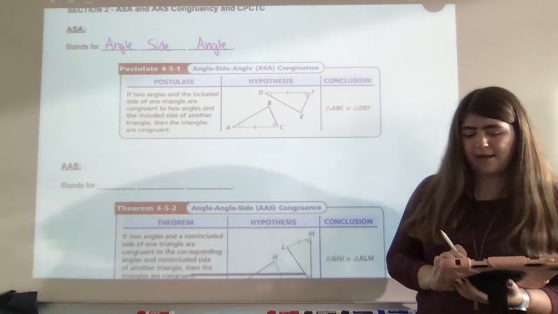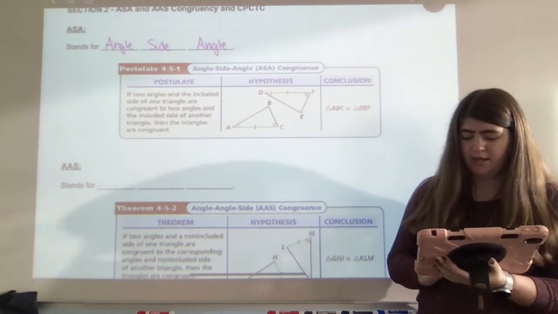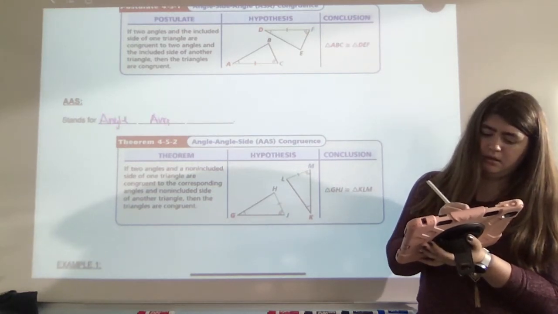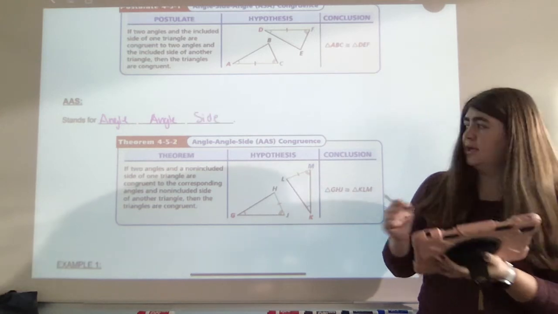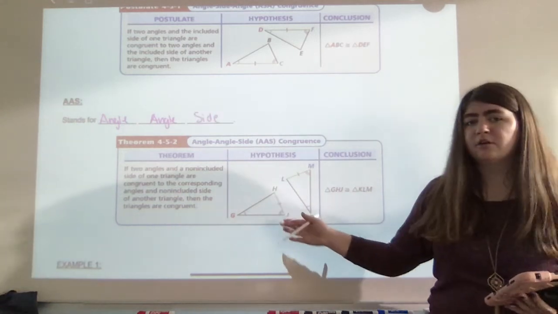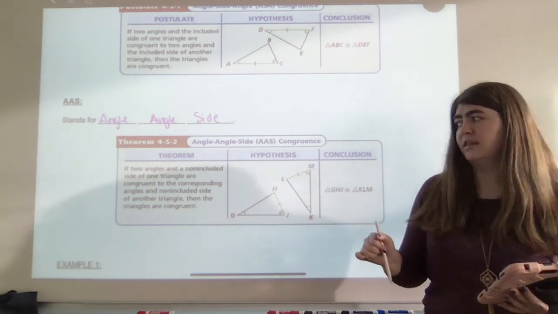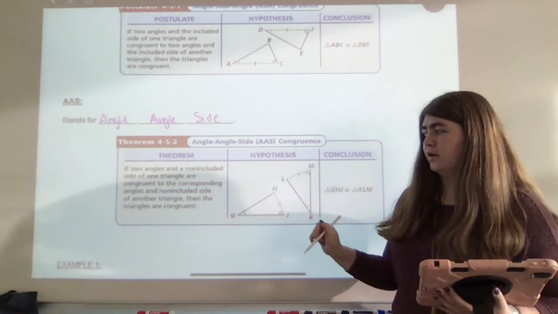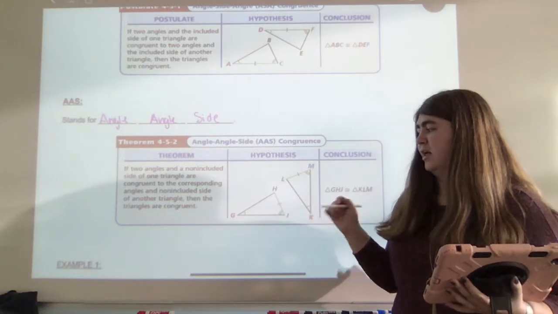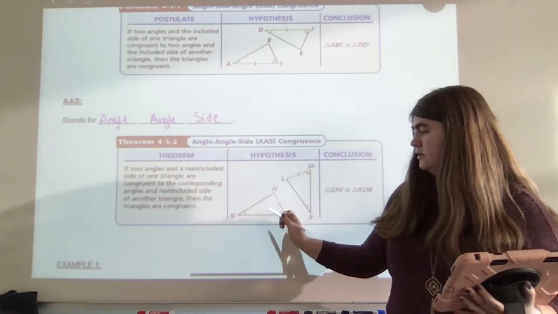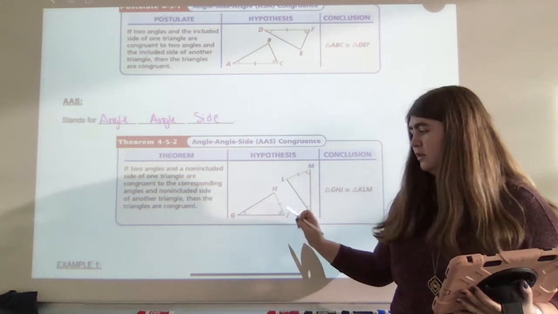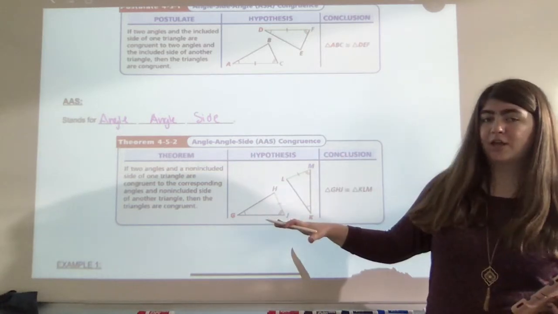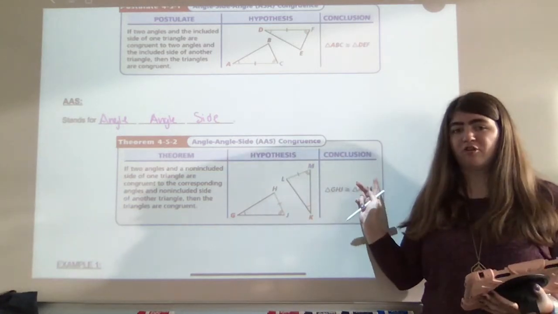The other shortcut we have is the angle, angle, side shortcut. The angle, angle, side shortcut says that we need to show that two angles and the non-included side of one triangle are congruent to two angles and their non-included side as well. So I have an angle, skipping the connected side, to an angle, and then one of the other two sides. If I can show those three things, then I can show that my triangles are congruent.